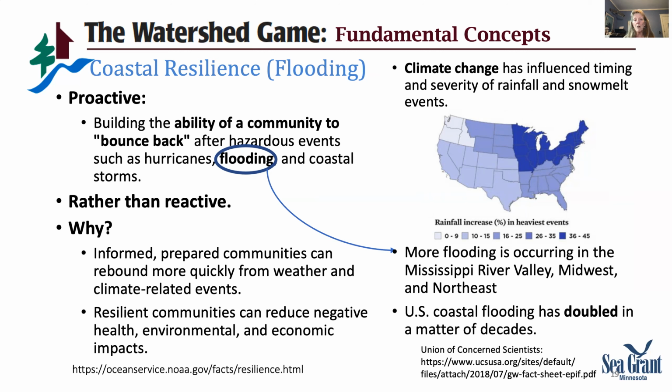And we all are pretty aware by now that climate change has severely influenced the timing and severity of rainfall and snowmelt events. This little graphic here shows rainfall increases by percent in the heaviest events in various areas of the country. And barring the Pacific Northwest, all areas of the country are having more severe events. In fact, if you look at flooding in the Mississippi River Valley, the Midwest, and the Northeast, there's definitely more flooding going on. And US coastal flooding has actually doubled over a matter of decades. So that's why we chose flooding. It's really pertinent right now in coastal areas.